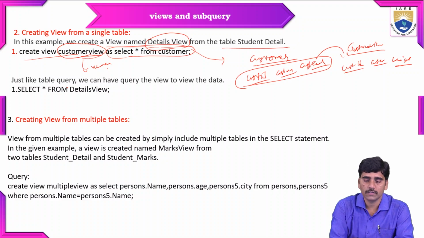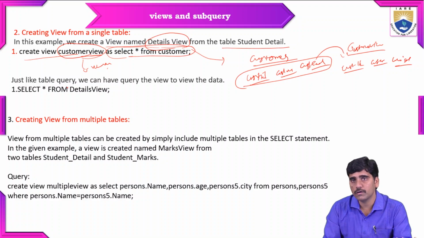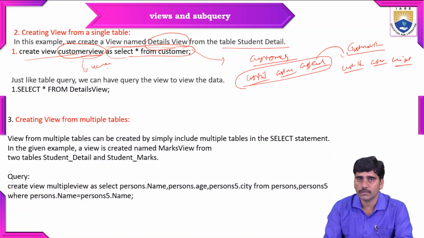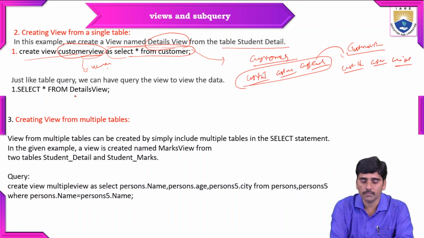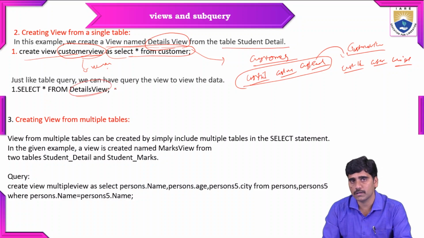Just like the table query, if you want to see the data of the view, we can write the query as we do for a table. How can we see the table's data? Select star from table. In the same way, we can see the data from the view also: select star from the view name.